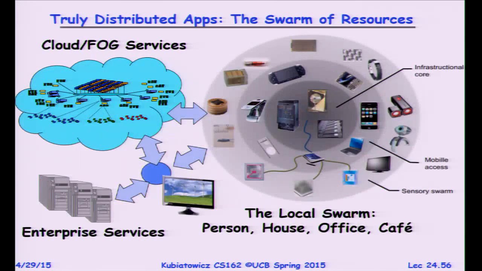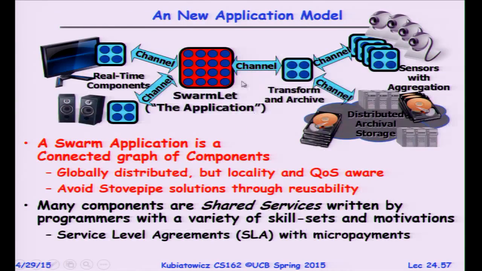Okay. All right. So we're going to get truly distributed things. We're going to have applications that are graphs of services, not a single cell phone talking to the cloud. That's going to be out. And we'll talk about this.